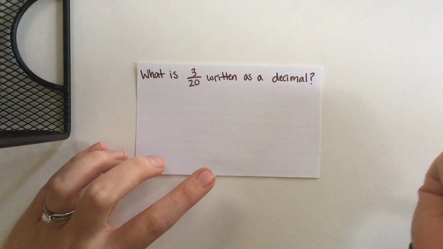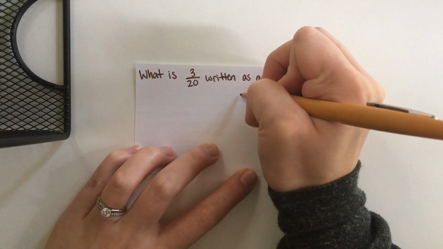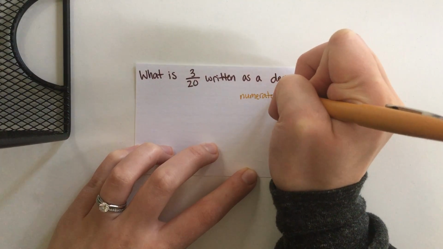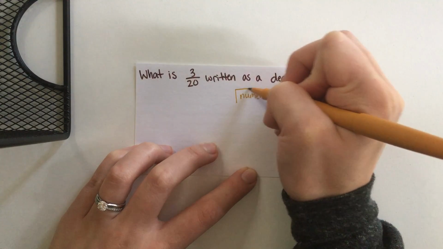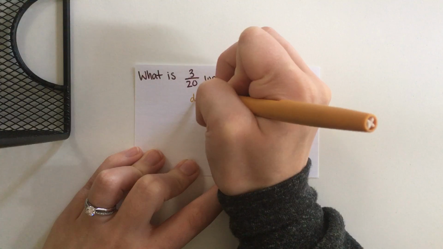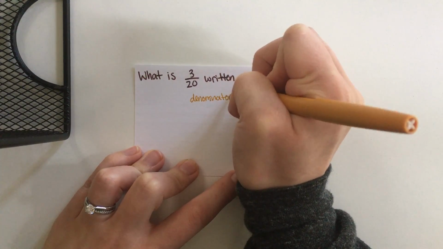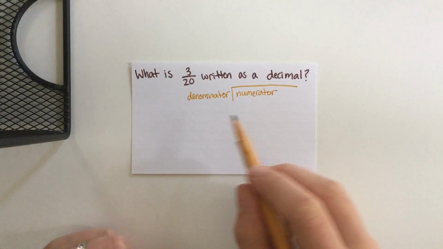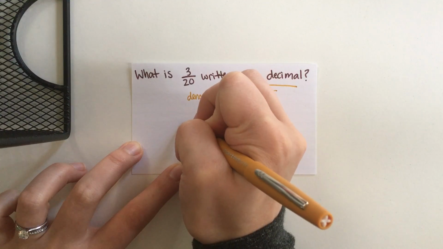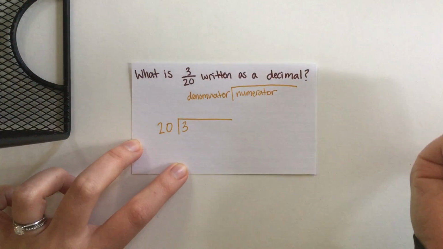One thing that you might add to your notes that can help you out is when we are setting up our division, our numerator is going to go inside of our division there. So we have numerator, denominator, and that's going to help you out when you're doing that long division. So numerator, denominator, that means that we are going to have 3 and 20.